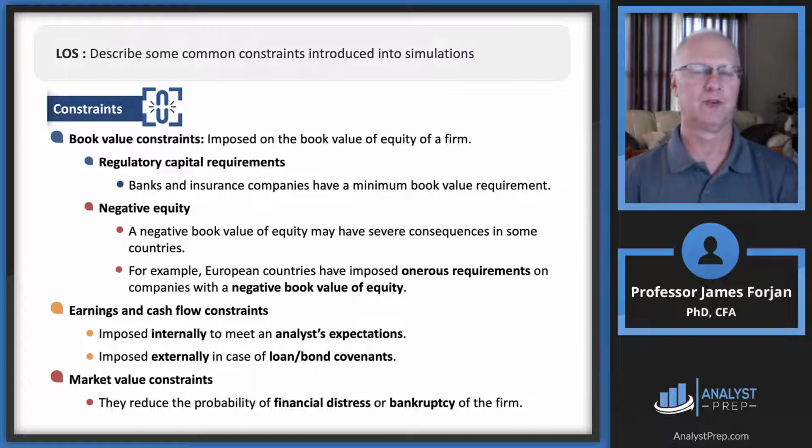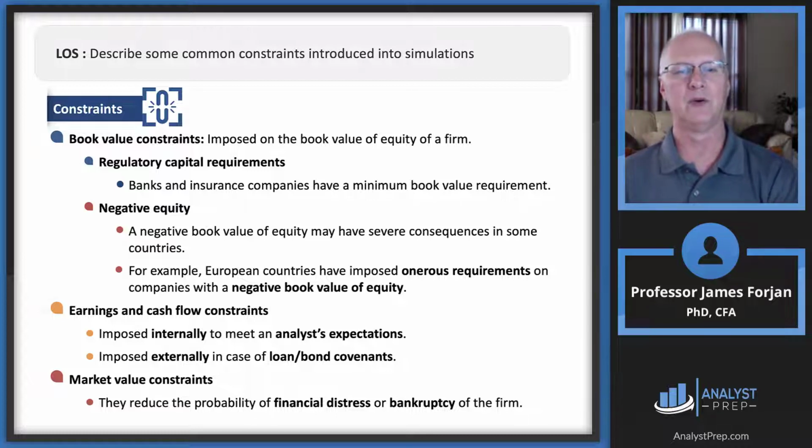How about some constraints? Let's go back to my Malibu boat example. Regulatory capital requirements. So this is mostly for banks and insurance companies. So Malibu Boats probably doesn't have a regulatory capital requirement, but just imagine a government agency coming in and saying, okay, boat manufacturers have to have a book value of some minimum number.